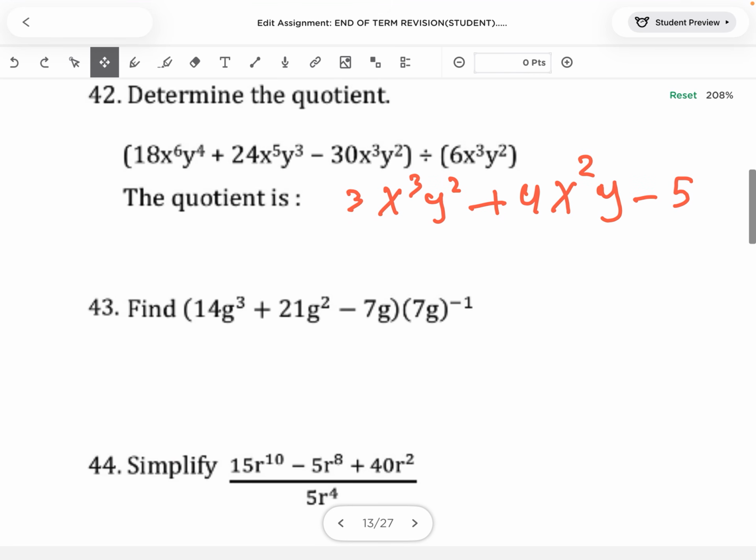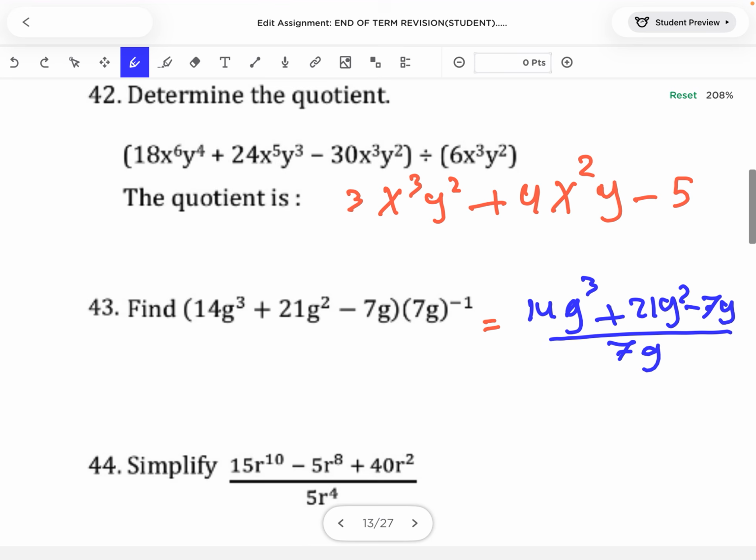This one is the same idea. If this is times 7g to the power negative 1, it means it will be at the denominator. So this one should be written as 14g power 3 plus 21g squared minus 7g all over 7g. Now we do like what we did up. 14 divided by 7 is 2g squared. 3g. Minus 1.